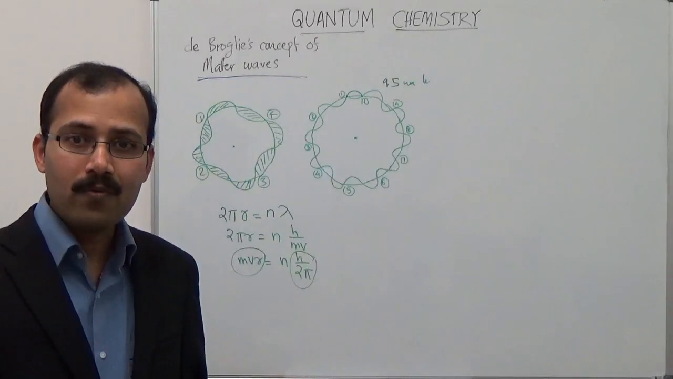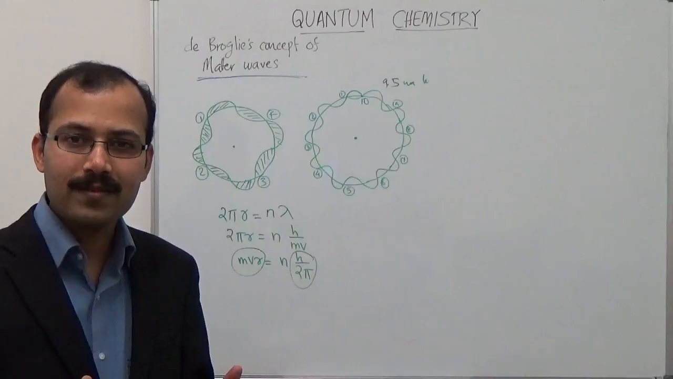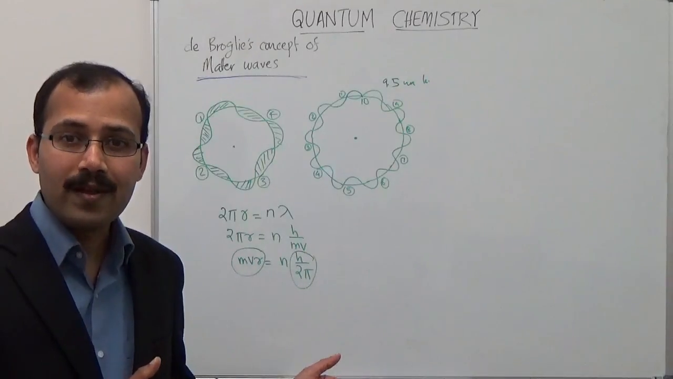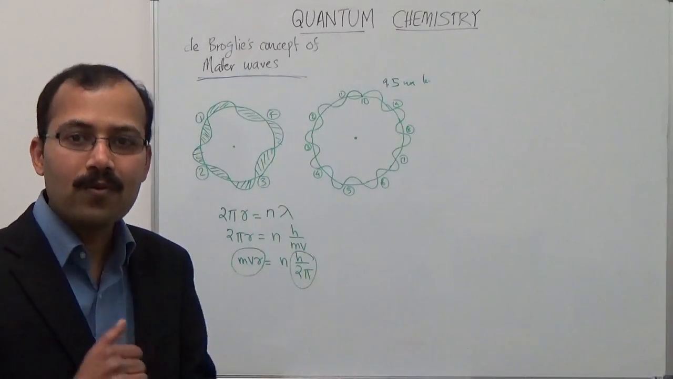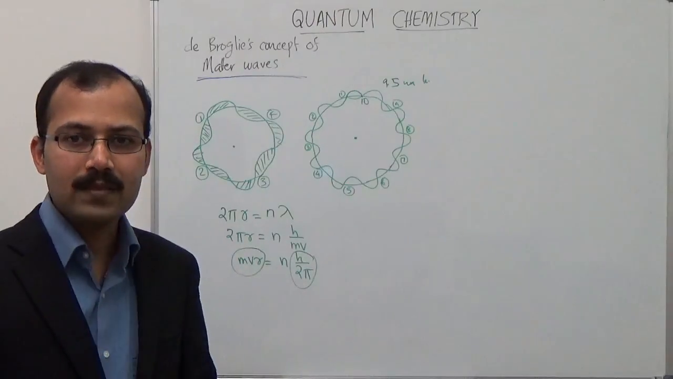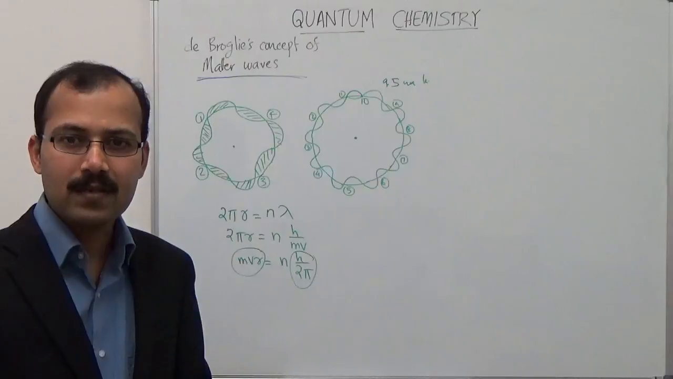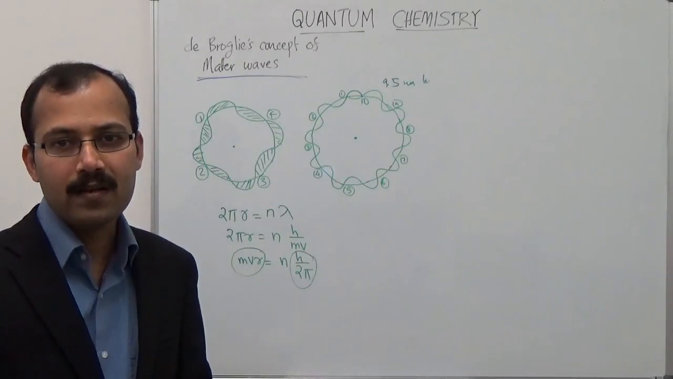So now we have come to a turning point. The electron is no more a particle alone. The electron is a wave as well. This had serious consequences in the later development of quantum mechanics, and such things we will learn later on.